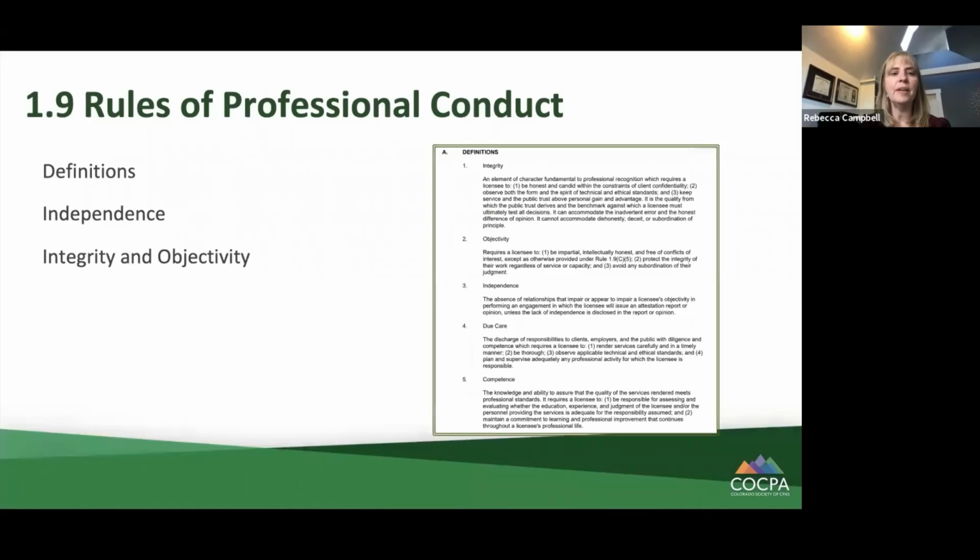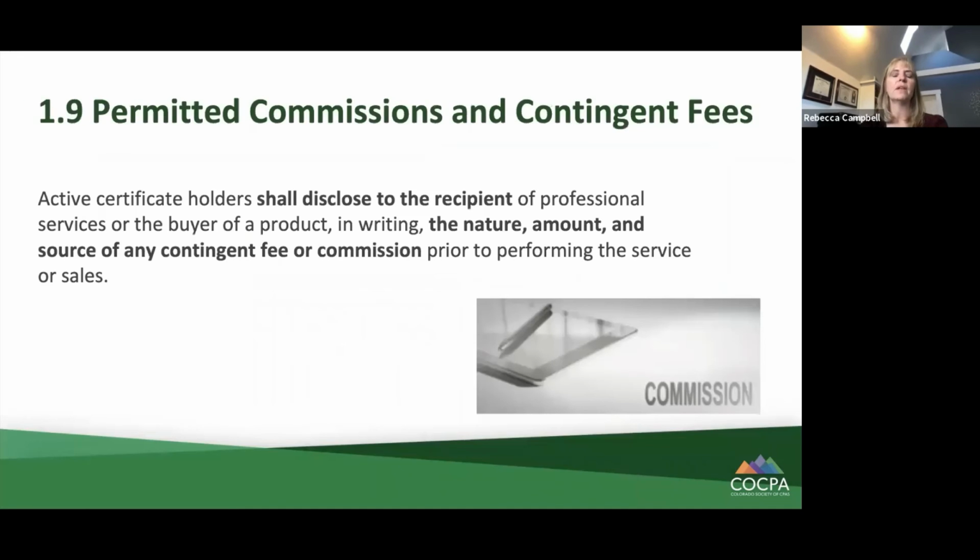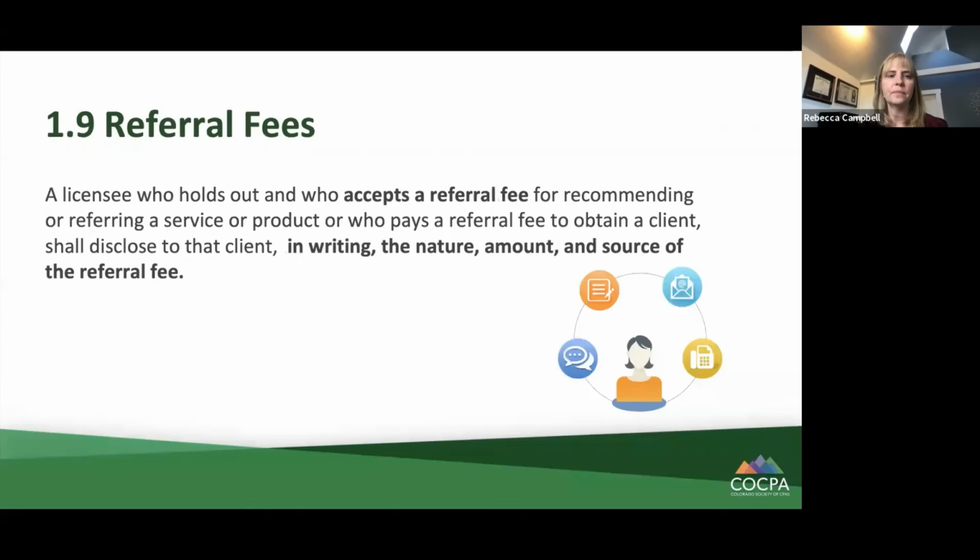All right, I'm going to keep going through the rules of professional conduct. There are definitions. It talks about independence and integrity and objectivity. There's a section on permitted commissions and contingent fees. You have to disclose to the recipient the nature, amount, and source of any contingent fee or commission prior to performing any service or sales.